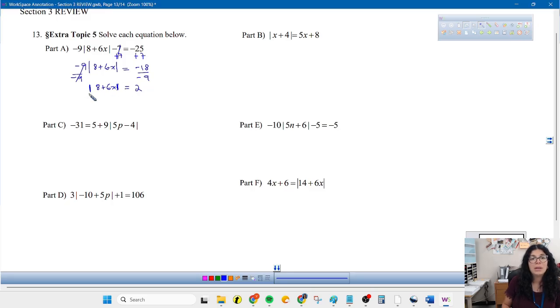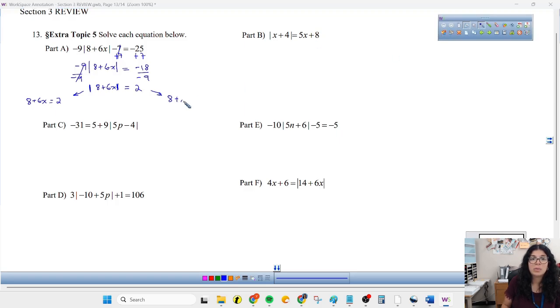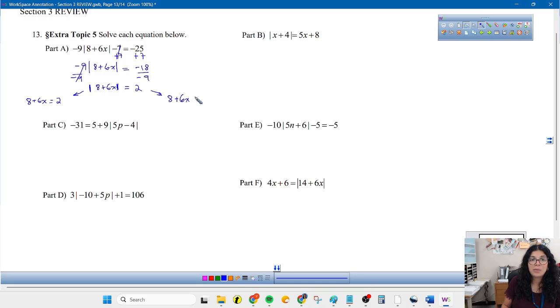So this absolute value is going to equal 2 in 2 places. Because what's inside of the absolute value can equal positive 2, or it can equal negative 2 as well. Since I'm taking the absolute value, when I take the absolute value of a negative 2, it's going to make it a positive 2. So I'm going to get 2 solutions here.